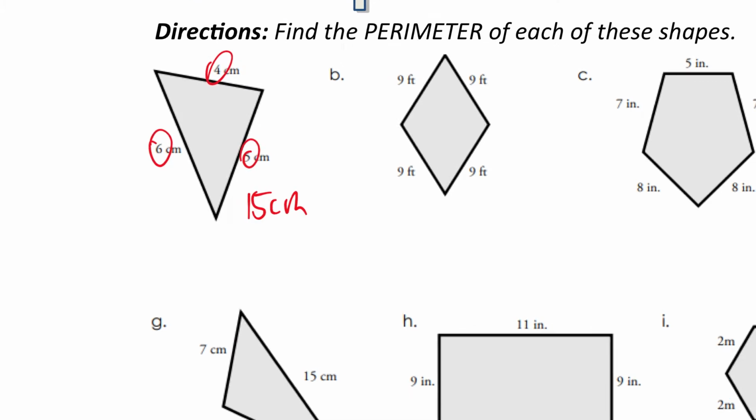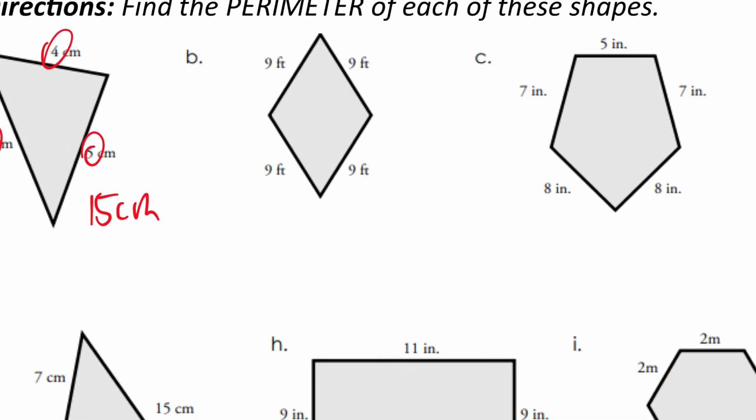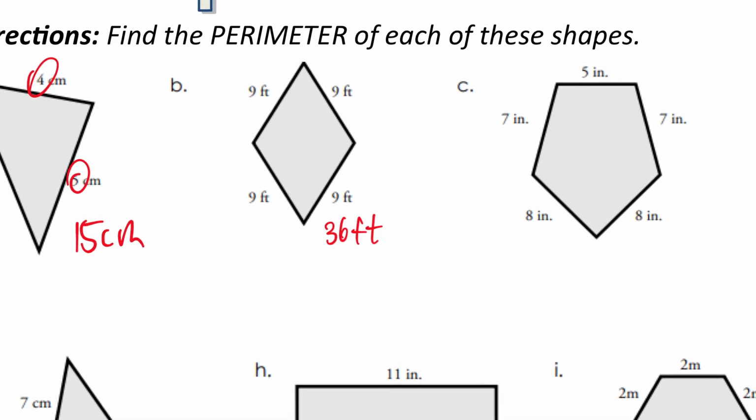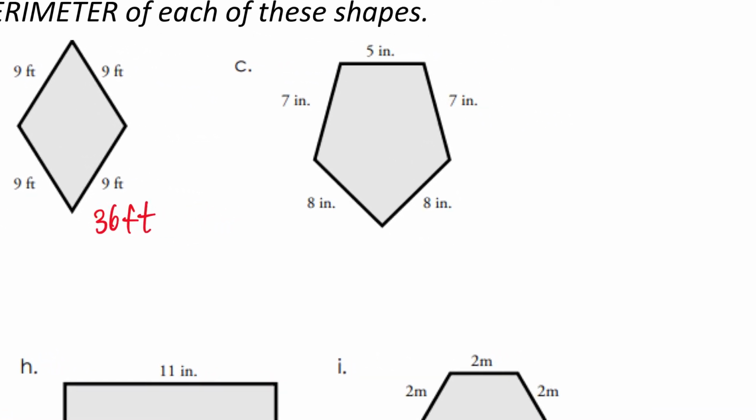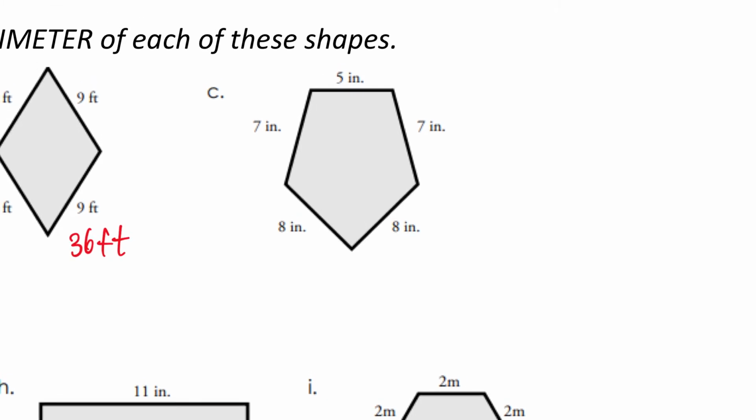Okay, what's the perimeter of this shape? 36. What is that shape? Okay, it's a rhombus. How do you know it's a rhombus? Sides are the same length. All four sides are congruent.